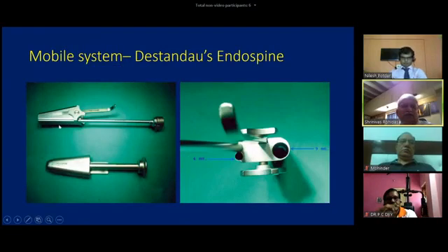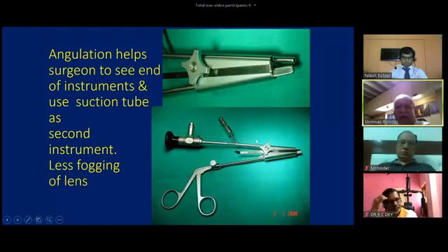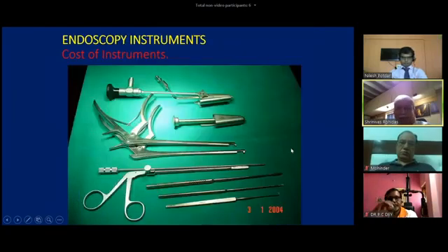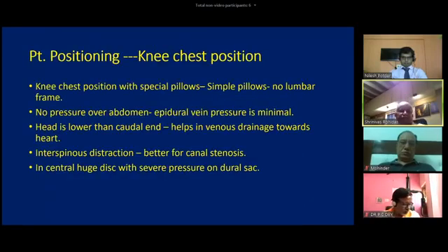Now this is the outer tube, this is the inner tube, this is the channel for the endoscope, this is the channel for the suction, which is 4 mm, this is the channel for the working instrument. This was the old instrument used in 2002. This is the angle in between the endoscope and the instrument, which remains constant. Very few instruments.